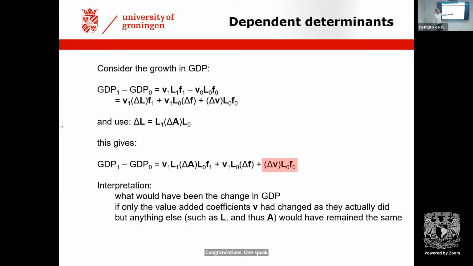This term here. Interpretation of this term is what would have been the change in GDP if these value-added coefficients had changed, and the rest remained exactly the same.